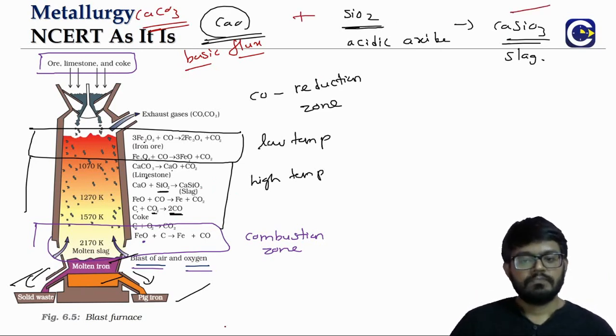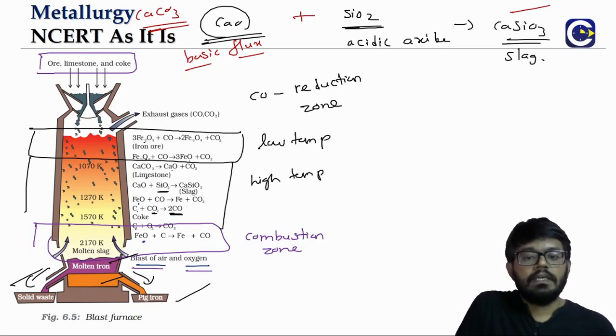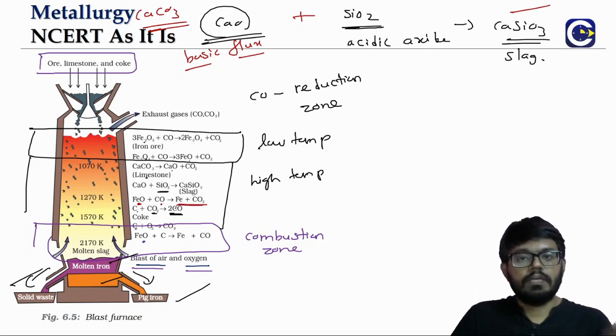Slag. So here this can be another question. What is the slag formed in the blast furnace? It is calcium silicate. And even in this middle zone, right, what will also happen is the FeO can be reduced by CO itself. FeO can be reduced by CO itself to what? Iron.